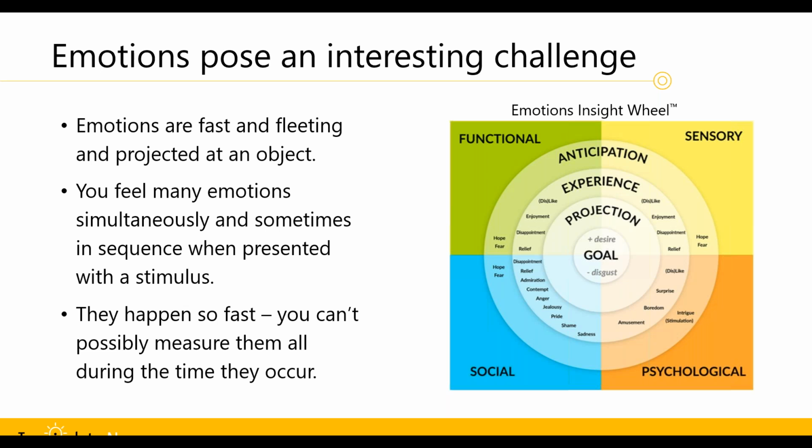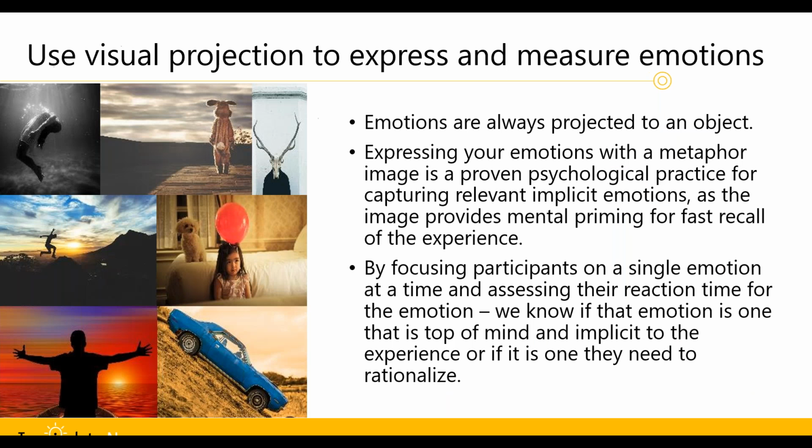So in order to overcome this challenge, we want to use visual projection. This is a great classic, well-proven psychological technique for allowing people to project their feelings onto some objects and then being able to recall those feelings against that particular object. So by focusing participants on a photo, on an image that is forced to be metaphorical for them, we can then bring that image back and have them respond to various types of discrete emotions, and we'll capture a really good representation of their emotional reaction to the product that we were testing.